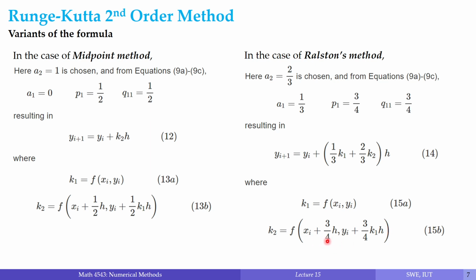So that's the abscissa value, and the corresponding ordinate value, which means the approximation of the dependent variable y at that particular point, will be something like this. It involves the value of k1, which will be the same as before: the functional value of the bivariate function at the point x sub i and y sub i. Now we'll use that k1 value to come up with the approximation for the y value while calculating k2. The ordinate value will be y sub i plus 3 by 4 times k1 times h. So these will be our respective equations for Ralston's method.